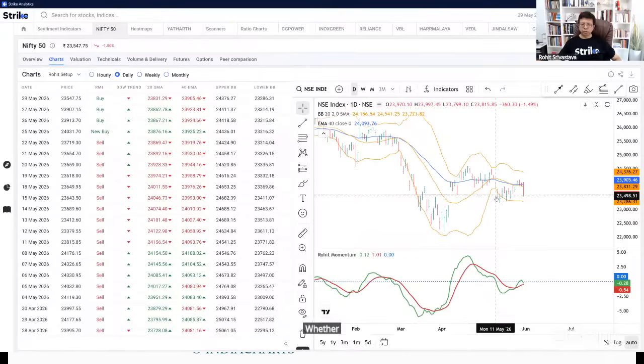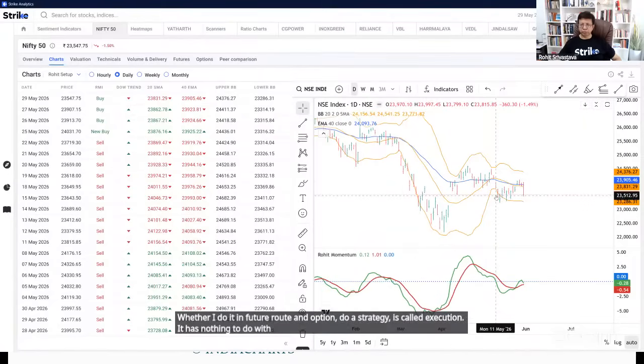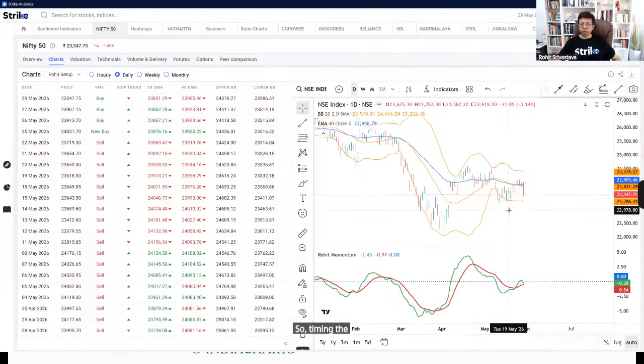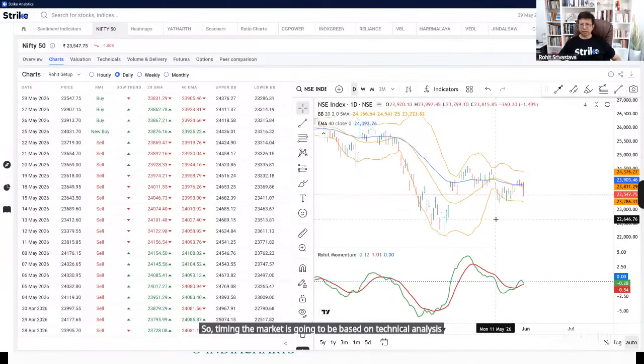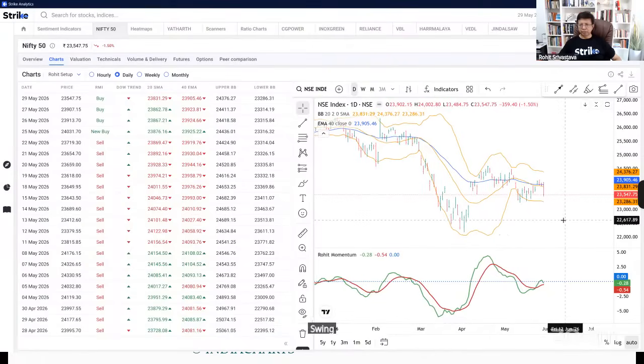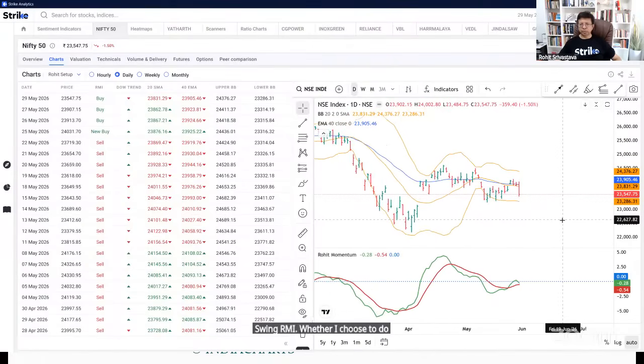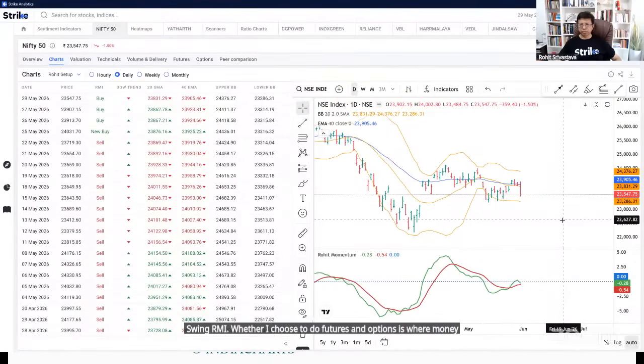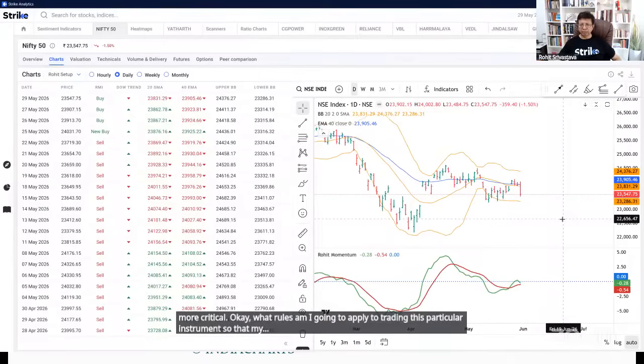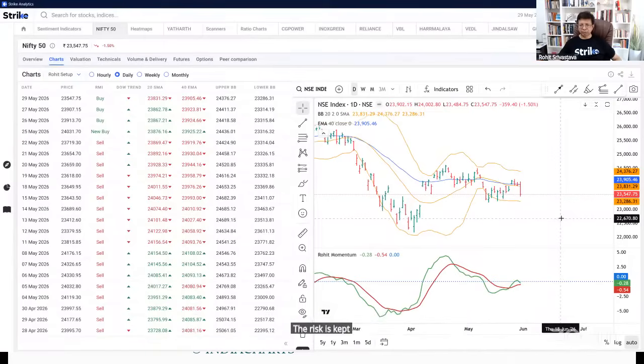Whether I do it in future, do it in option, do a strategy is called execution. It has nothing to do with taking a view. My way of taking a view doesn't change because I'm trading futures versus options. So timing the market is going to be based on technical analysis, charts, swing, RMI. Whether I choose to do futures and options is where money management rules become more critical. Ki what rules am I going to apply to trading this particular instrument so that my risk is kept at the minimum.